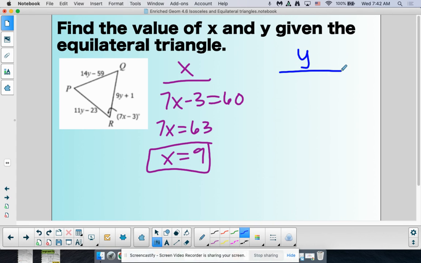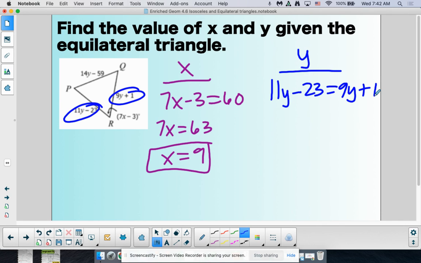Find y. It's your choice. All your sides are the same, right? So pick whatever two expressions speak to you. I'm just going to pick these two because, I don't know, I'm just going for it. Minus 23 equals 9y plus 1. Again, get your variables to one side, your numbers to the other. Divide out, and you should get 12.